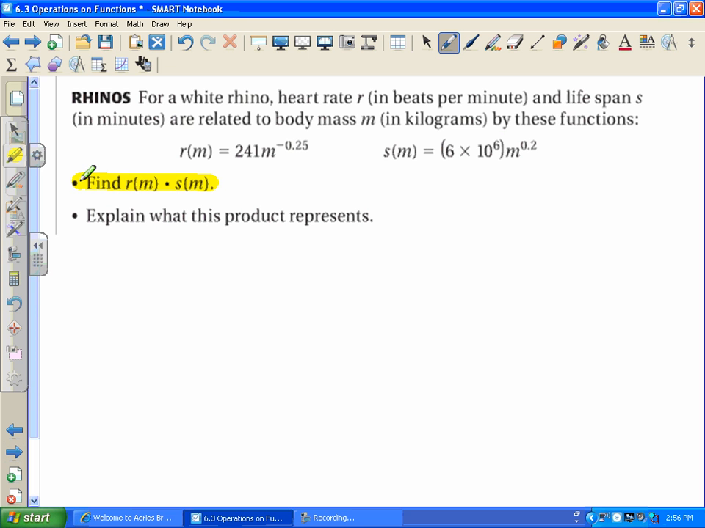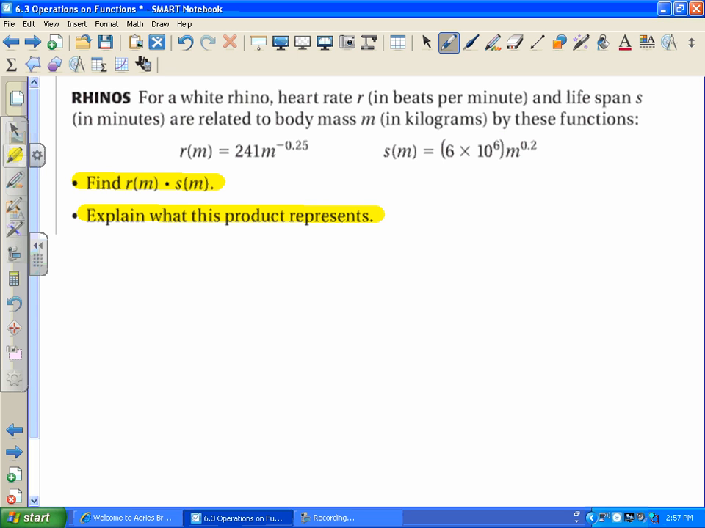The directions: find r of m times s of m. After we find that product, it wants us to explain what it means. So there are two things this problem is asking us to do. First, it's asking us to multiply r of m times s of m. Notice that this is just two functions blending. We're creating a new function here. We're going to take the function r of m, which is 241m to the negative 0.25, and the function s of m, which is 6 times 10 to the 6 m to the 0.2. We're going to combine them by multiplying them.